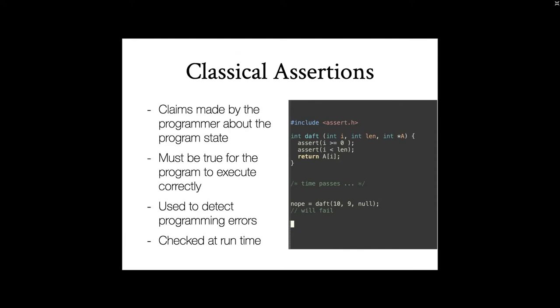So you can see in my silly little C example here that I put in two assertions that basically bounds check this array.